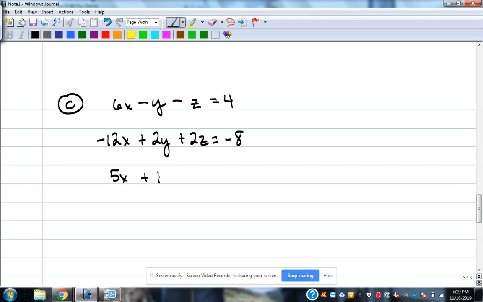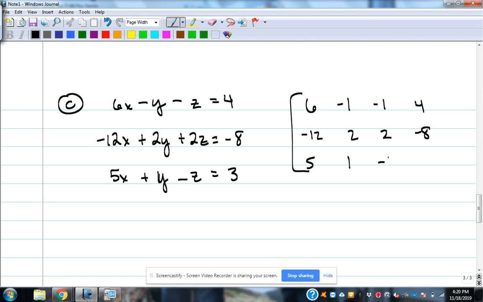5x plus y minus z equals 3. Okay. So again, we're going to have a 3x4 system. 6, -1, -1, 4, -12, 2, 2, -8, 5, 1, -1, 3. So we need to put that matrix into our calculator.